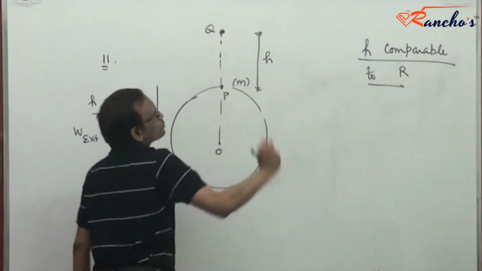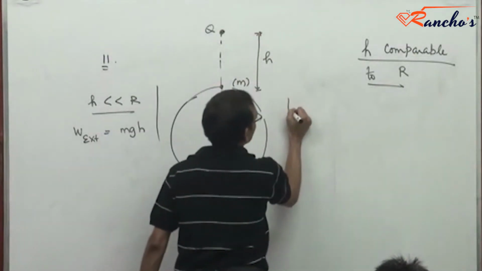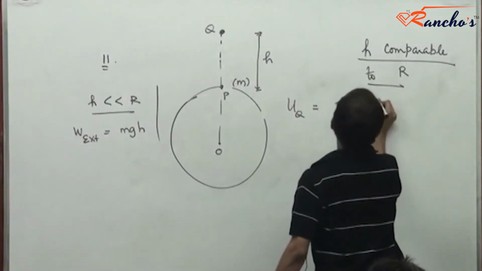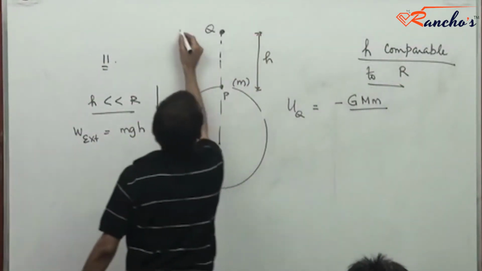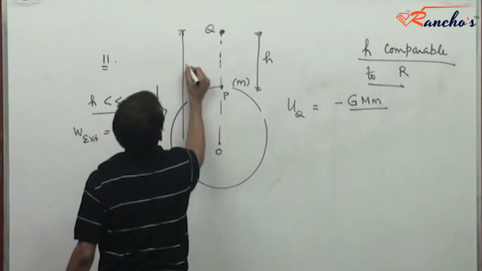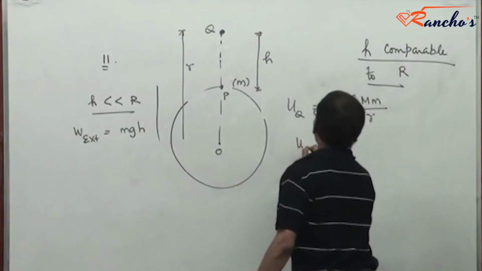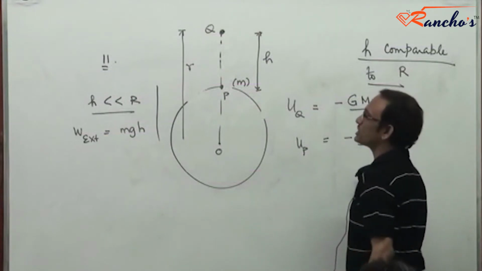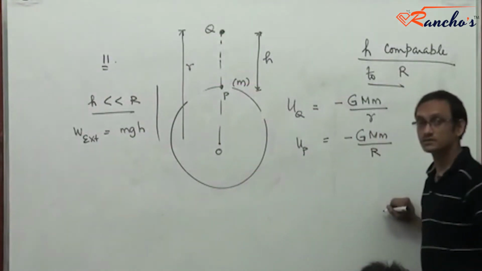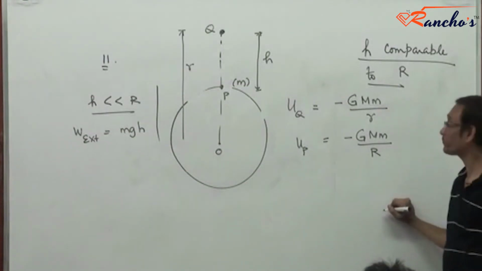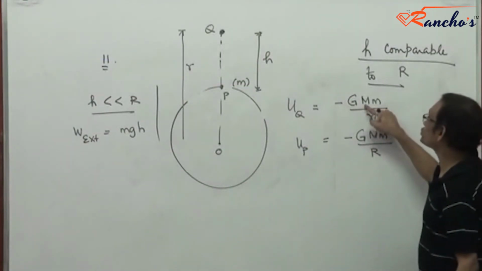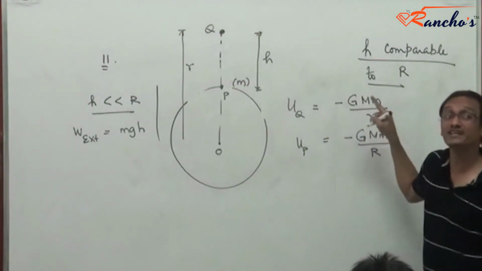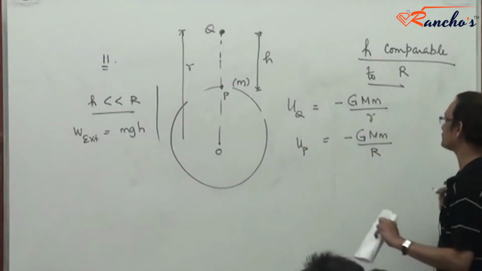Then to carry the particle from P to Q, well, at Q, what's the potential energy? Minus GMm divided by, let's say, small r, right? The potential energy at P is minus GMm by the radius of the earth, right? Where GM could be written as g R squared, g on the surface of the earth.